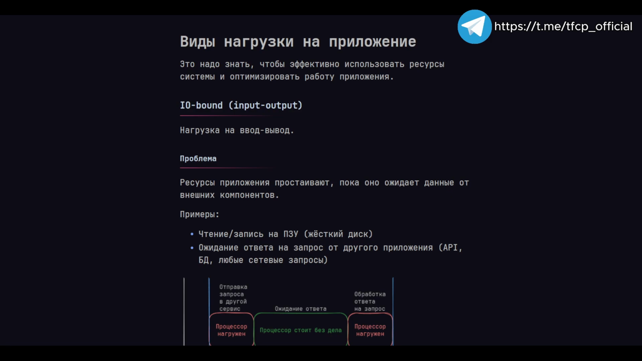So, as I have previously mentioned, the very first one is I/O bound load, or input and output load. What problem arises here? Our application resources, primarily the processor, are idle. And it is idle at the moment while our application is waiting for data from some external components. What could this be? It could be another application, a service. For example, we sent a request to some API and are waiting for a response. We sent a request to the database and are also waiting for a response from the database.